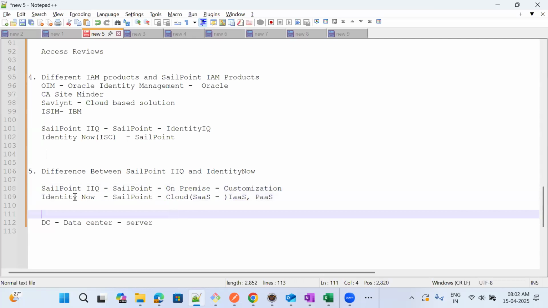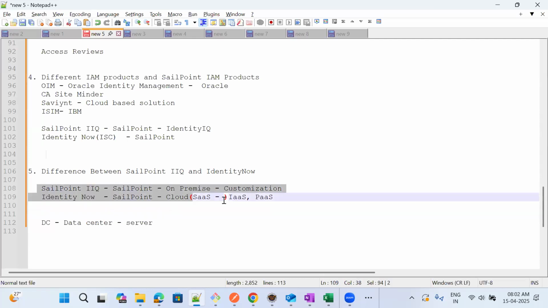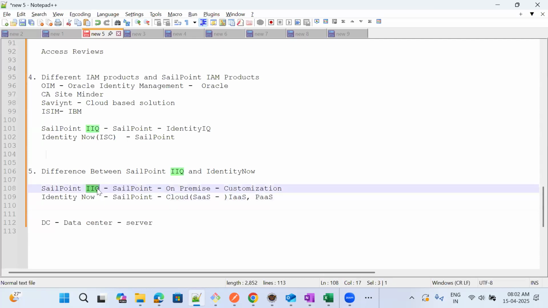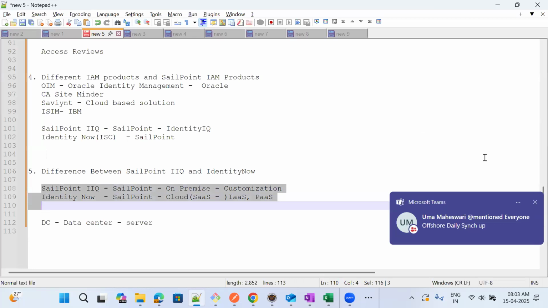In our next session, we will see based on what factors customers make their choice. Between SailPoint IIQ and Identity Now, what are the points customers consider to figure out which tool is apt for them? So for today, I'll stop the session here. As we are running out of time, I will take up your doubts in the next session. Note down any doubts you have from the discussion so far and ask them in tomorrow's session, where we'll resume the topics from here.